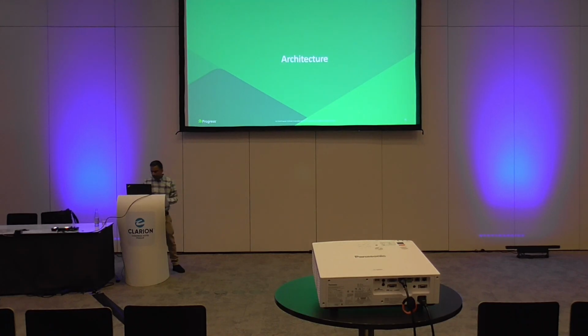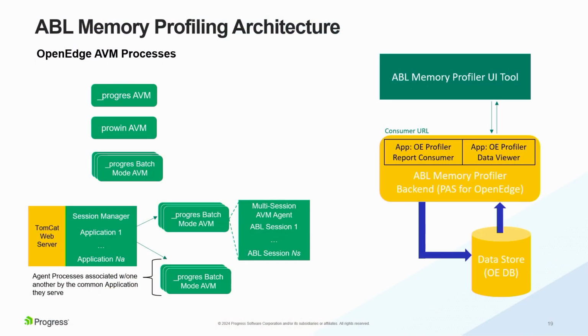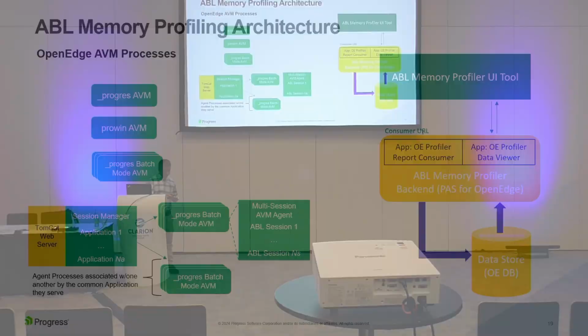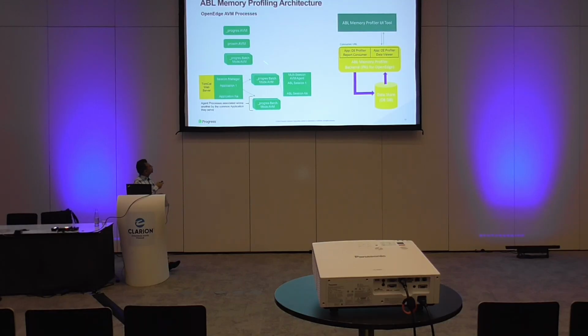So let me talk a little bit about the architecture of the profiler tool that we are developing. It has 3 components in it. This section is the ABL application that you have, which is either a single-threaded or multi-threaded application. And this part is the profiling tool. Now, this profiling tool consists of 2 components. One is the front end, that is the UI tool, and the second is the back end.